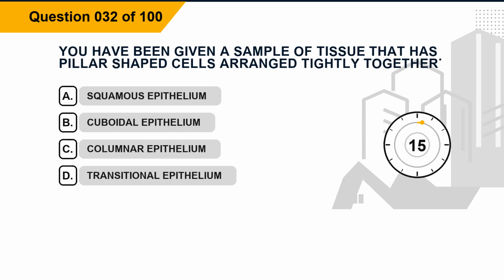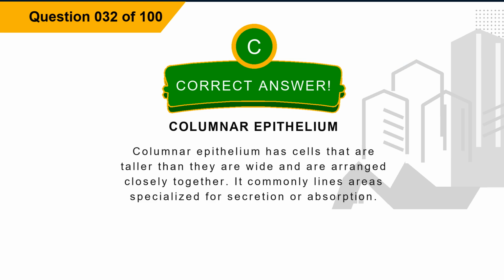Question 32. You have been given a sample of tissue that has pillar-shaped cells arranged tightly together. Option A, squamous epithelium. Option B, cuboidal epithelium. Option C, columnar epithelium. Option D, transitional epithelium. The correct answer is option C, columnar epithelium. Explanation: columnar epithelium has cells that are taller than they are wide and are arranged closely together. It commonly lines areas specialized for secretion or absorption.